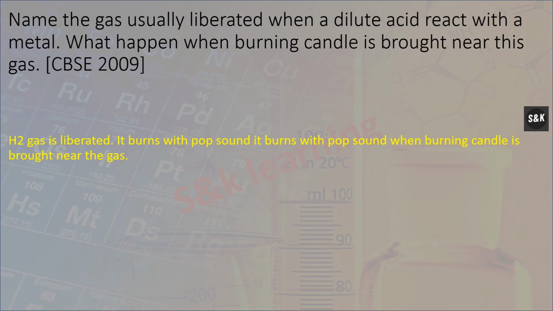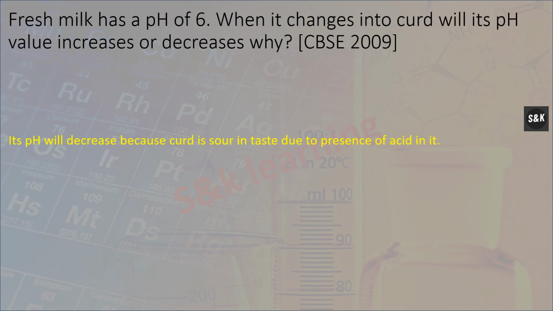Name the gas usually liberated when a dilute acid reacts with a metal. What happens when a burning candle is brought near this gas? H2 gas is liberated. It burns with a pop sound when a burning candle is brought near to the gas.